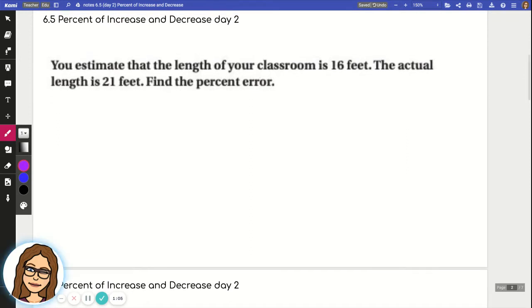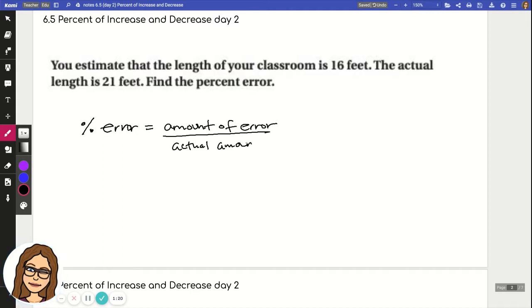Okay, so let's look at this one here. I'll rewrite it again. Percent error equals amount of error over the actual amount. So it says here that you estimate that the length of your classroom is 16 feet. So this is your estimation, your guess. This is what you think. That number is not going to be used.